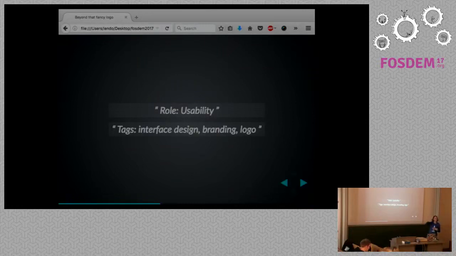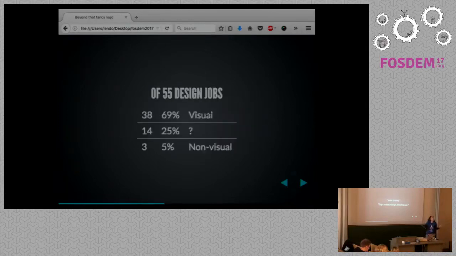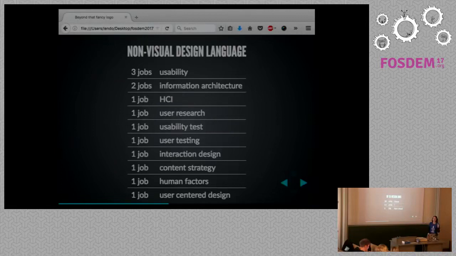Now, usability is the realm of the user research role, but interface design, branding, and logo are mostly the realm of the visual design role. So the description didn't give me any hints, so I didn't quite work out what they were asking for in this case. 3 jobs, 5%, were clearly and unequivocally asking for non-visual aspects, for non-visual rules of design.